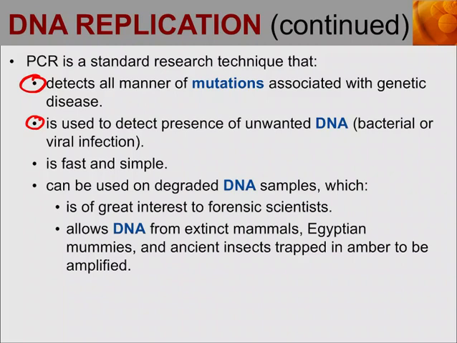You can also use PCR on extinct animal DNA, mummies, for instance, or even ancient insects that are trapped in amber. So you could try to sequence DNA using this method as well, and try to figure out different information about various ancient mammals or insects, for example.